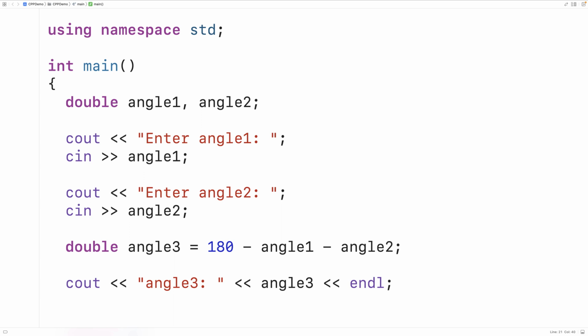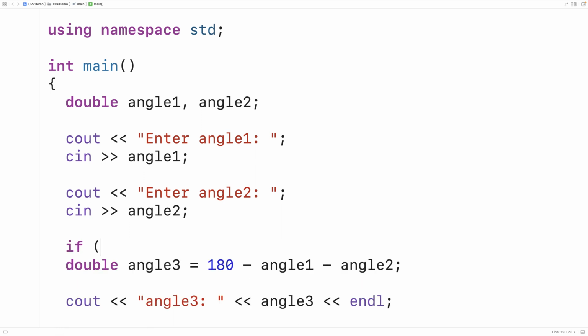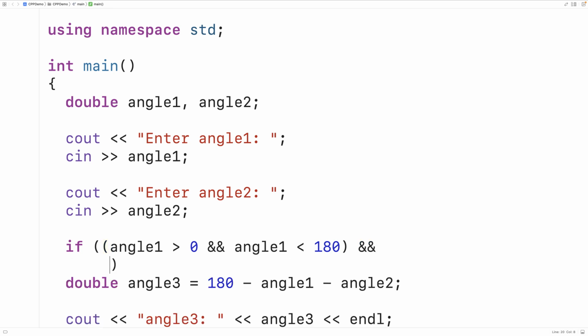What we could do is check to make sure that angle 1 and angle 2 are within valid ranges before computing angle 3. So we could have if angle1 is greater than 0 and angle1 is less than 180. And this would check to make sure if angle1 is within a valid range. We could do the same thing with angle 2. So I'm going to put this whole thing in brackets. Then I'm going to have another and to check another condition. And I'll have angle2 greater than 0 and angle2 is less than 180.